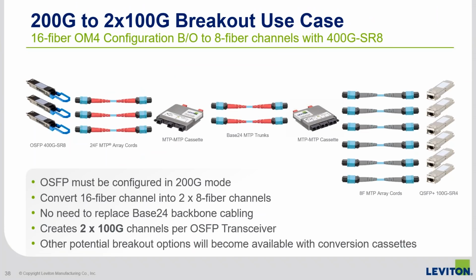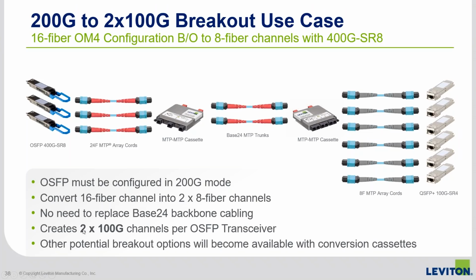Next, another scenario that I want to talk about is the SR8 application. This is using OM4, again having a breakout from a 16 fiber scenario to 8 fiber channels. What this shows is still using an MPO24, because this could be an MPO24 connection with 16 live fibers in there. It breaks out here, still maximizing all the fibers through the base 24 cabling, and then your breakout on the other end to the 100 gig SR4 modules.